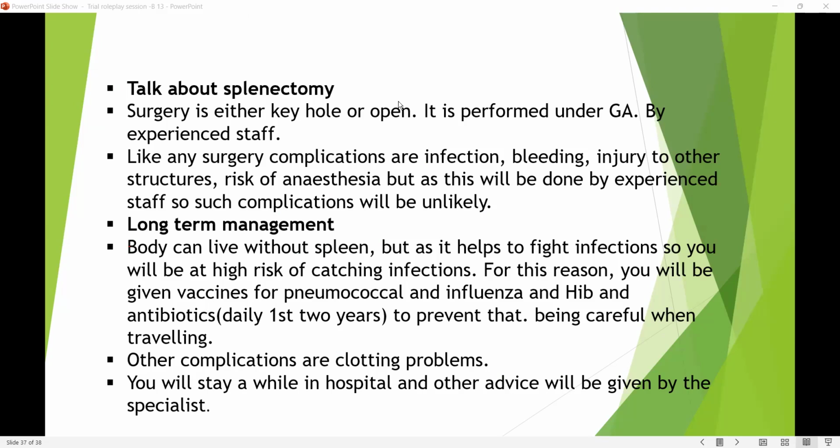So that's the case for post-MVA and splenic laceration.